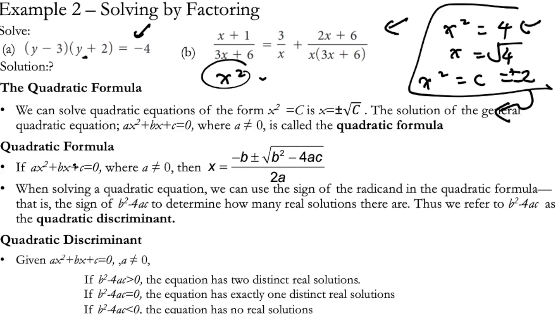Using quadratic formula, then the formula to find x is very straightforward. I'm sure you have seen this formula in high school. It is minus b plus minus square root of b squared minus 4ac over 2a. Okay, now let me erase this rectangle first.